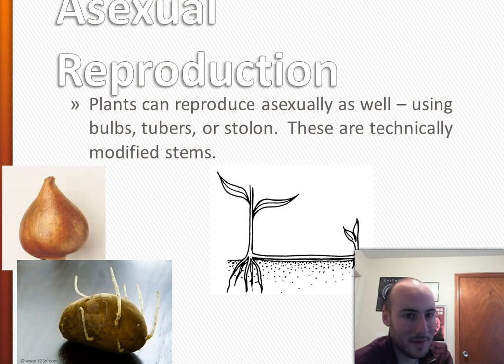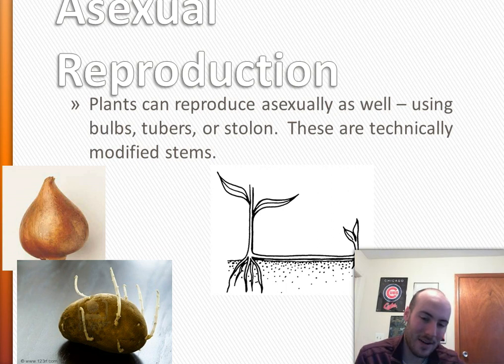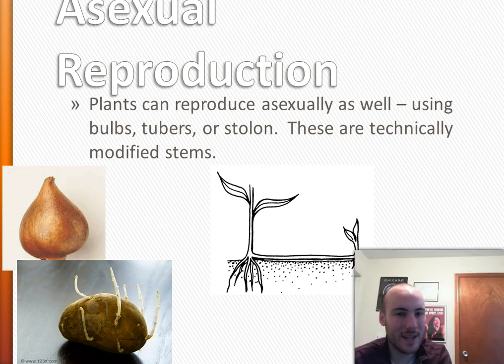Now, plants can reproduce asexually as well. Now, this is referring to mostly flowering plants here, but you can have what are called bulbs. You can have tubers. Those are what are coming off of the potatoes there. A stolon is like a horizontal vine that comes from a plant. A lot of berries use these. And these are really technically modified stems, but you will see sort of these less regular forms of reproduction sometimes, depending on what kind of plant you're looking at. And that is it for me.